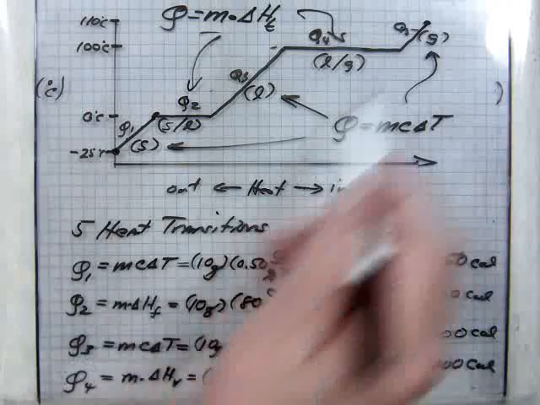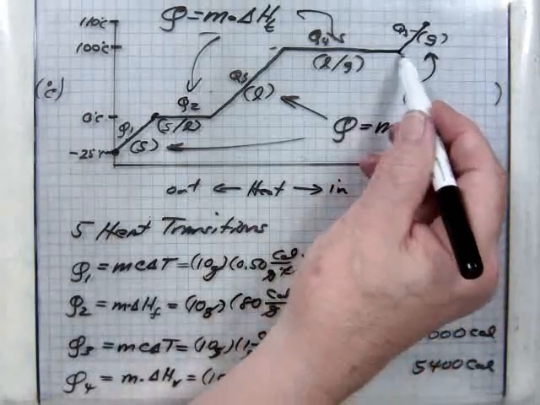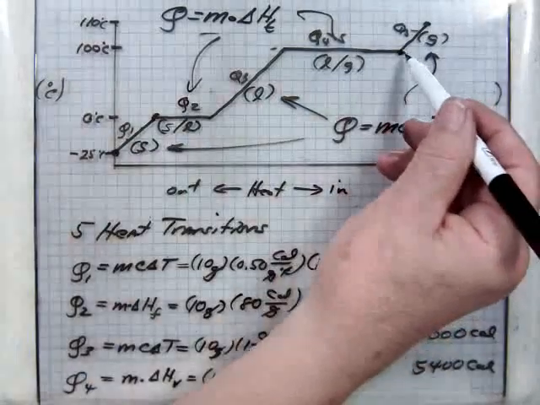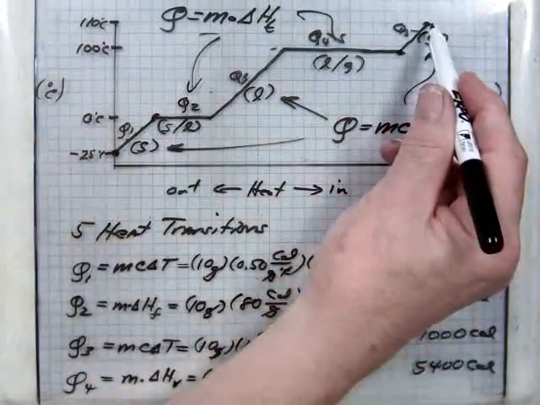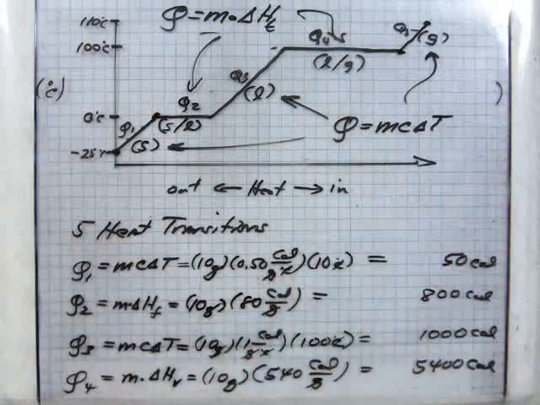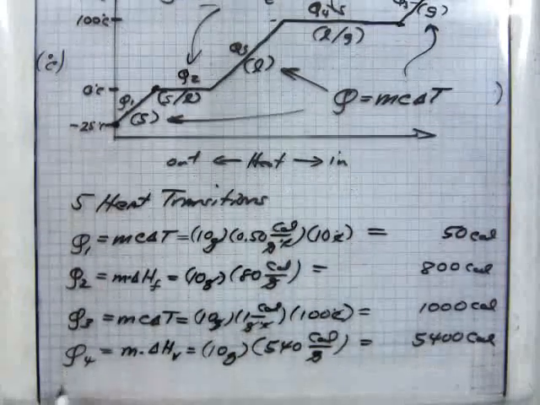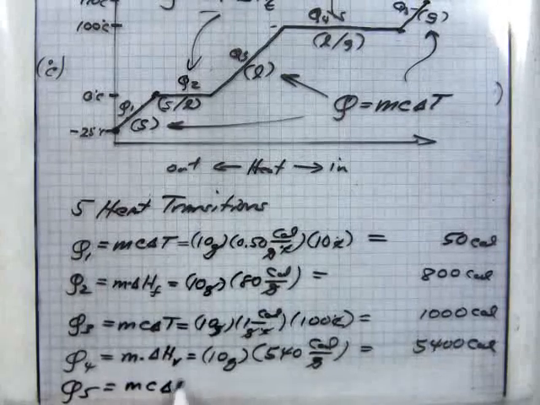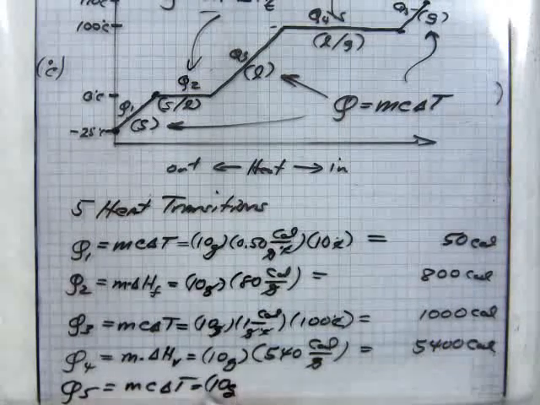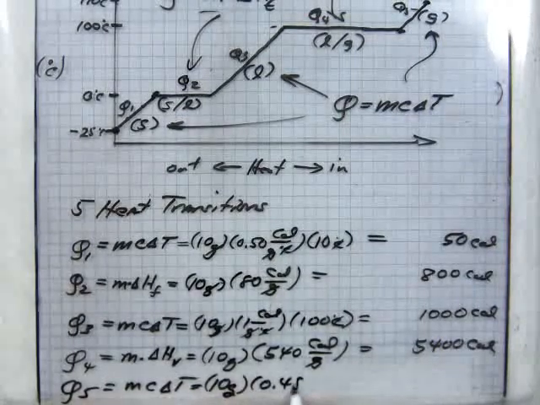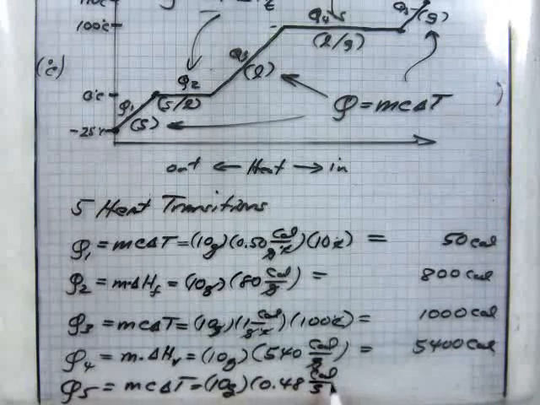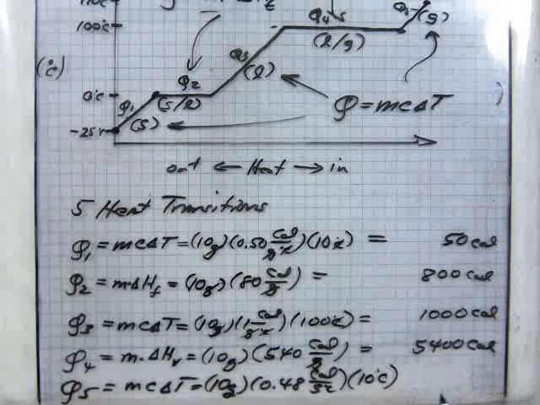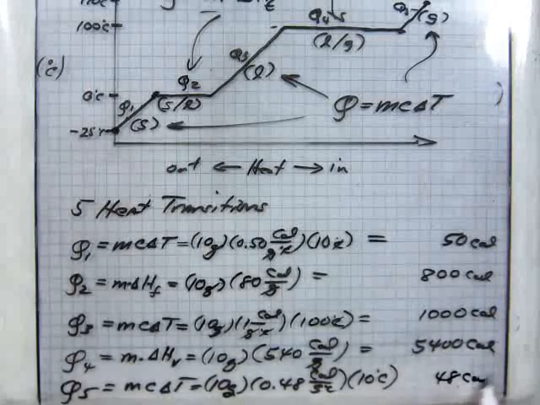And then finally, once all of the liquid has been converted into gas phase, now we can heat it from 100 degrees up to 110, which is another 10 degree change in temperature. Q5 is a temperature change, so that's another MC delta T. So now we have 10 grams of steam, and it's 0.48 calories per gram degrees C, and we're going up 10 degrees C, and that's going to be 48 calories.